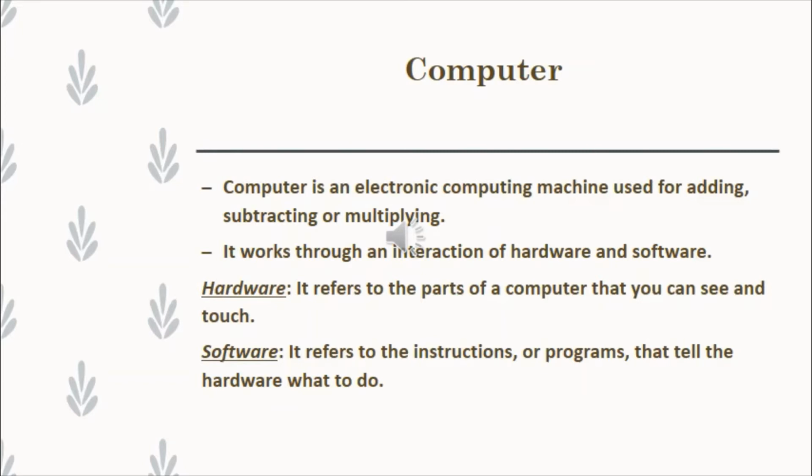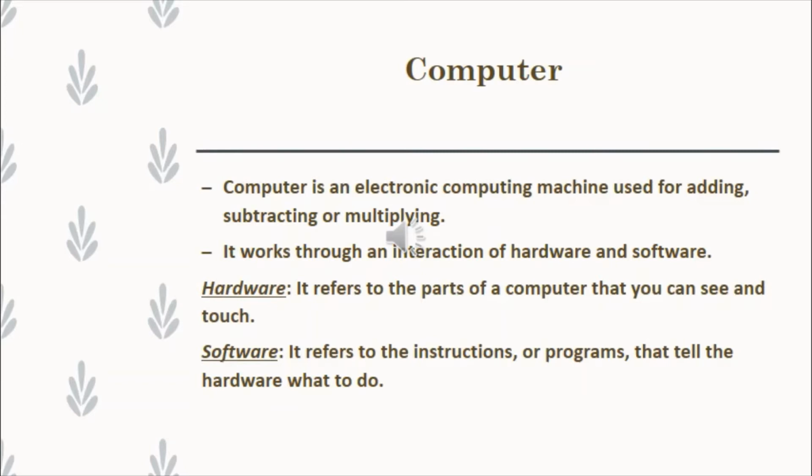Hardware refers to the parts of a computer that you can see and touch. And what are these? Keyboard, mouse, printer, CPU, etc. The most important piece of hardware is the central processing unit, which contains microprocessors. And what is the function of the CPU, central processing unit? It translates instructions and performs calculations.